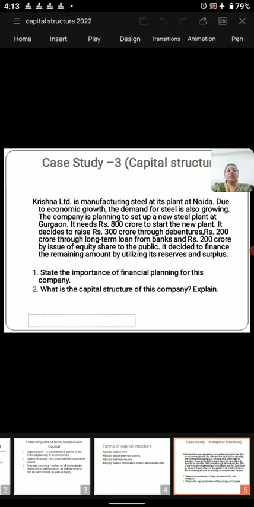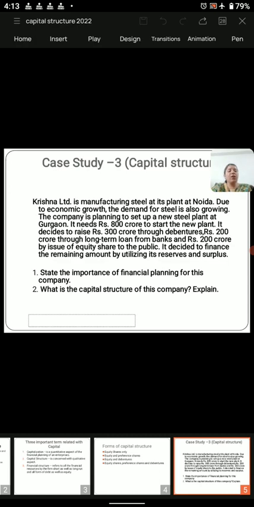One case study I have to discuss for the capital structure: Krishna Limited is manufacturing steel at its plant at Noida. Due to economic growth, the demand for steel is growing and the company is planning to set up a new steel plant at Gurgaon. It needs rupees 800 crore to start the new plant. It decides to raise 300 crore through debentures, 200 through long term bank loan, and 200 by issuing equity shares to the public, and the rest of the fund they will collect from the reserves and surpluses.